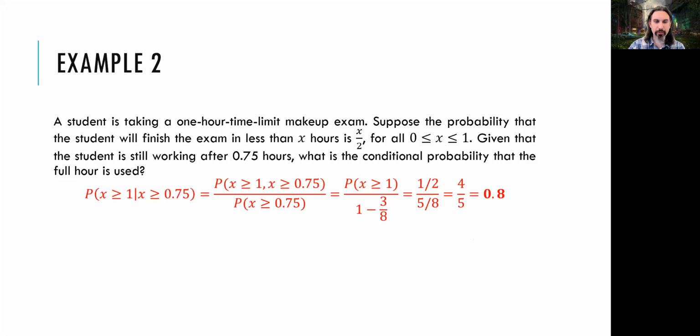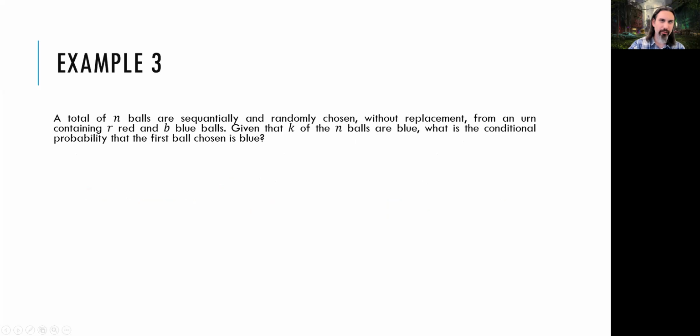So the next question is about balls again and urns. We have a total of n balls, which are going to be picked from R plus B balls. We have R red balls and B blue balls, and we are picking n balls out of them, without replacement. And we know that K of those n balls are blue. We have picked them, and K of them are blue.